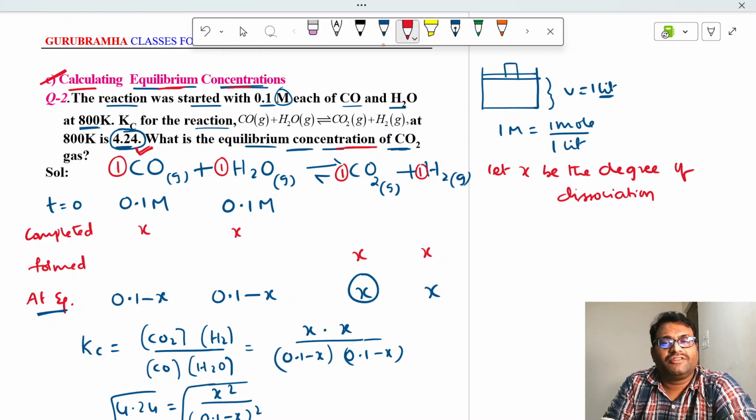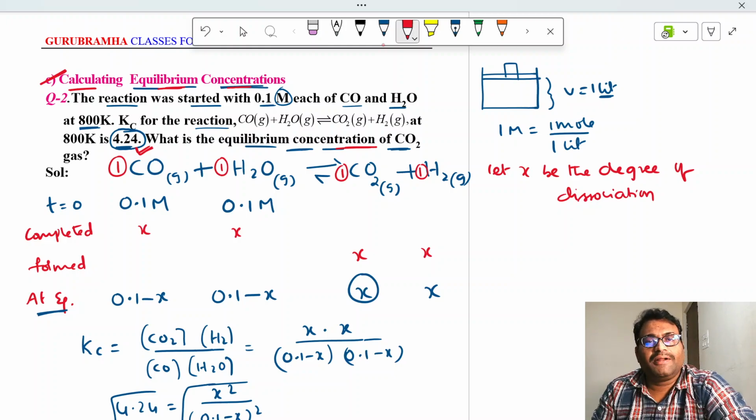Understood? Hope you understood it very well. This is all about the applications of equilibrium constant. Hope you understood it very well.